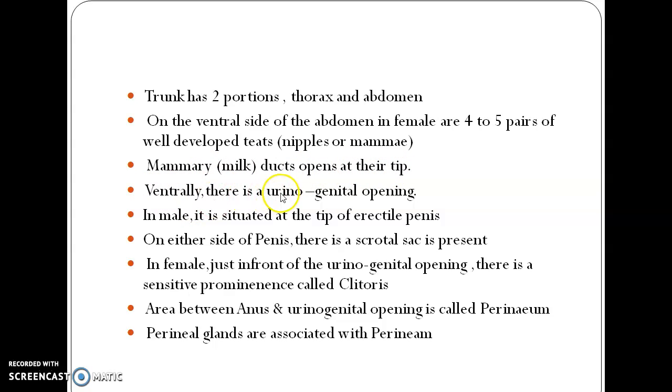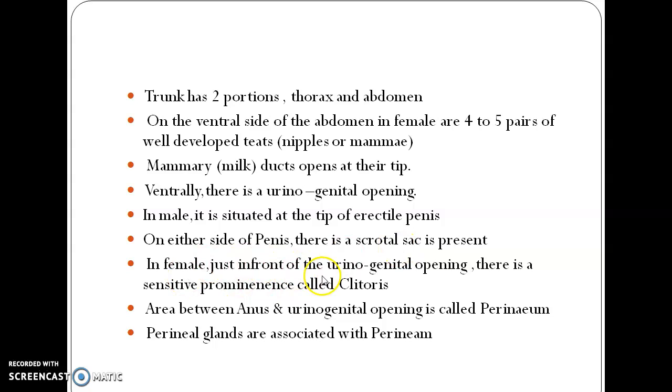And ventrally, there is also a urinogenital opening present. In the case of males, this is generally situated at the tip of the erectile penis. So in females, at the ventral side, you can see 4 to 5 pairs of teats, and just below the teats, you can see the urinogenital opening. In the case of males, the urinogenital aperture is generally found just at the tip of the erectile penis. Then on either side of the penis, in males, there is a scrotal sac present, where the testis is present.